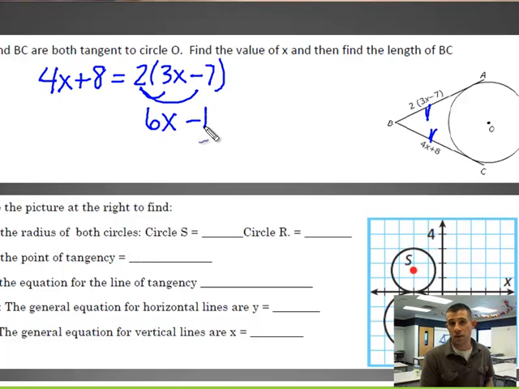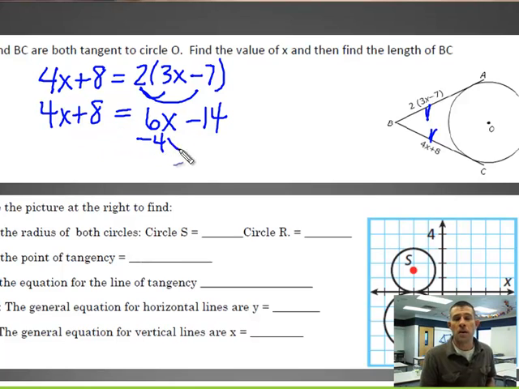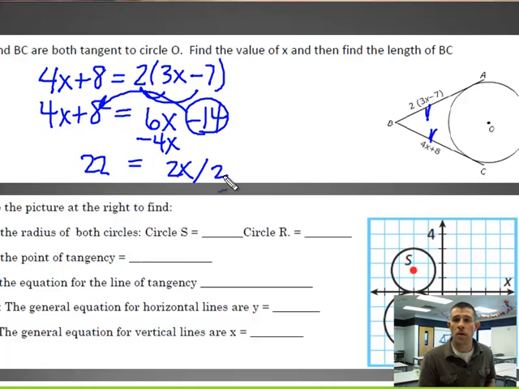This is set equal to 4x plus 8. Now I need to combine my like terms. I'm going to move the 4x over here by subtraction. That leaves me with 2x. And I'm going to get the negative 14 over here by the inverse operation of subtraction, which is addition. So that leaves me with 8 plus 14, which is 22. Divide both sides by 2 now. X must be equal to 11.